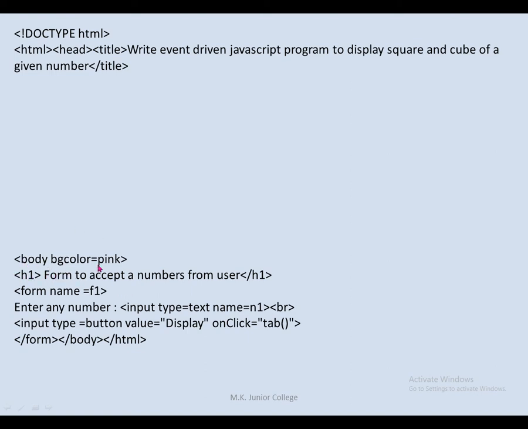First of all, you are starting with the BG color, body tag with the BG color something, and here is a heading. You are giving form to accept a number from user. You are starting with a simple form. You must remember all the form tags. Form, name, F1. देखो यहाँ पे usually before this you are not using this name attribute, but now onwards this name attribute is very important. Form name F1 means what? आप एक फॉर्म बना रहे हो, उस फॉर्म का नाम आपने क्या दिया है? F1. Why to use, where to use, we'll see.